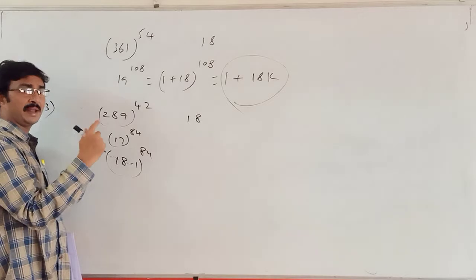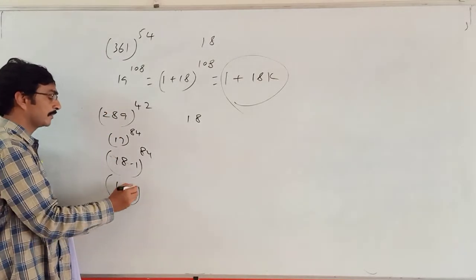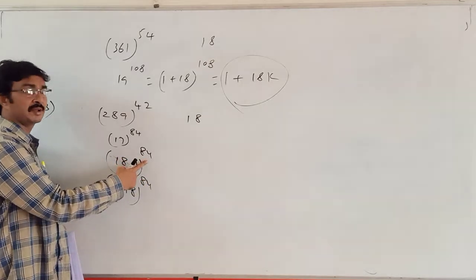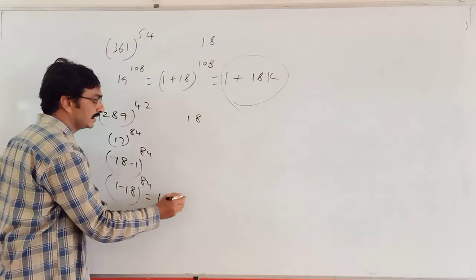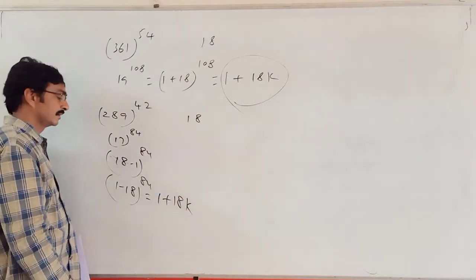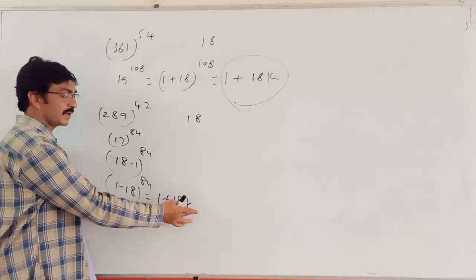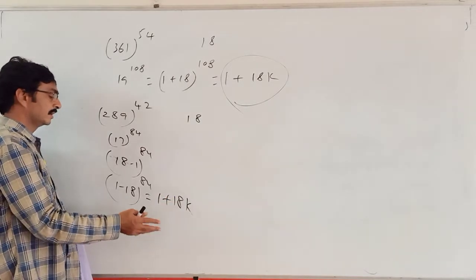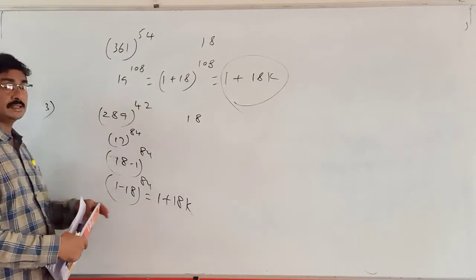But we need the form (1 minus x) whole power n, so we write it that way. No problem, because 84 is an even number, both are equal. Now this is equal to 1 plus 18 into some integer, with the corresponding integer possibly negative; k is either positive or negative. And therefore the remainder of this one is also 1 when divided by 18.